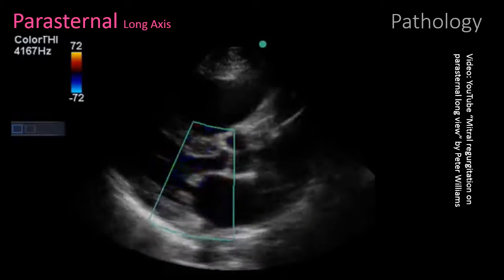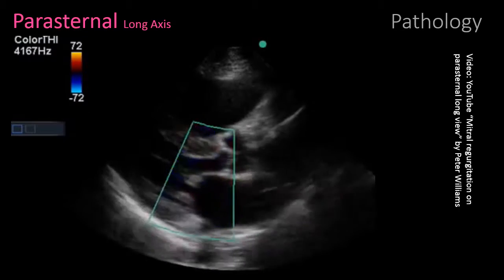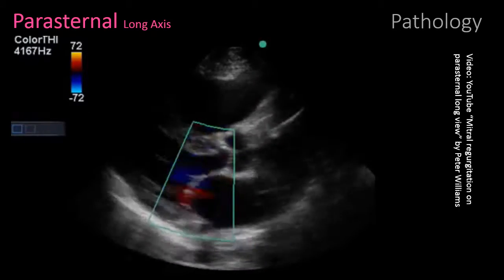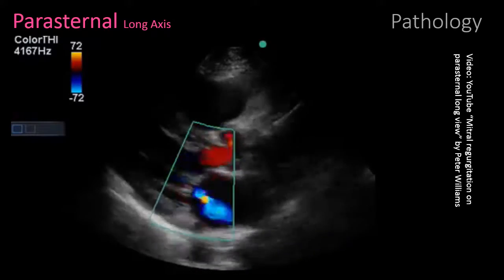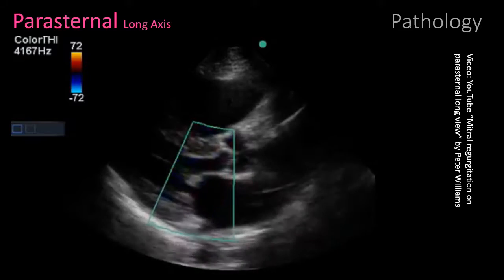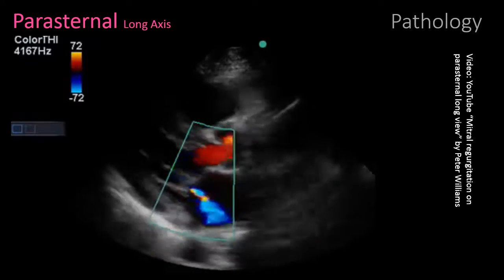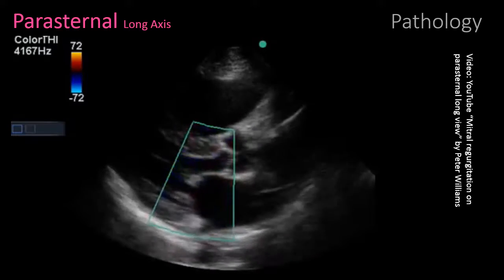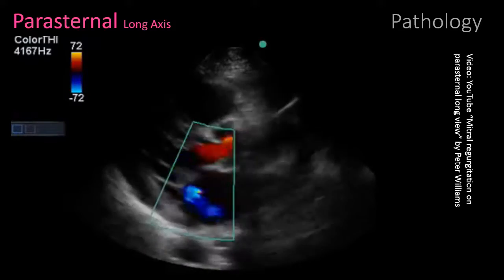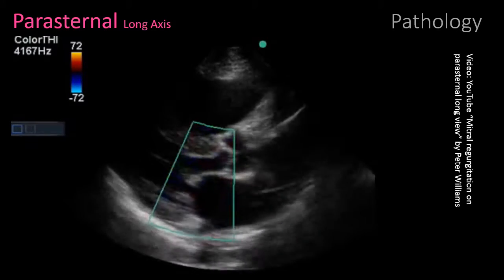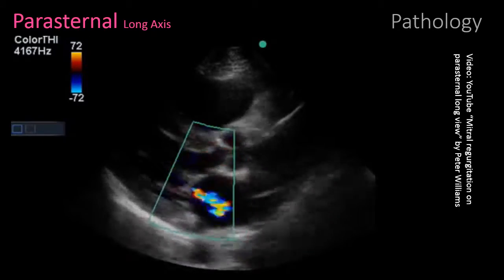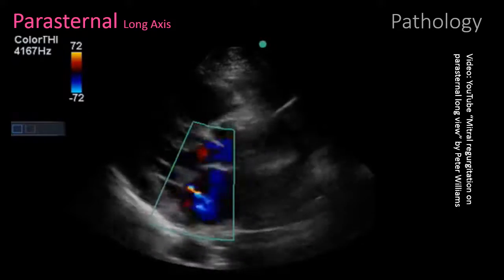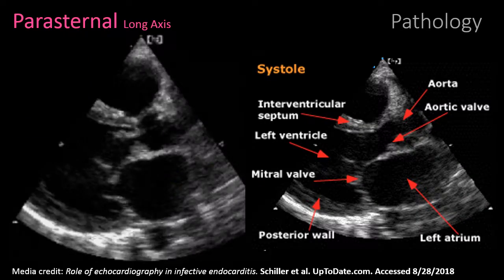You can confirm to yourself, yes, this murmur is from the mitral valve. You can also see here that the left atrium is much larger than the aortic root in this case. So that mitral regurgitation is enlarging the left atrium. So there's a lot that you can quickly pick up on just by having a quick look through the parasternal long axis.